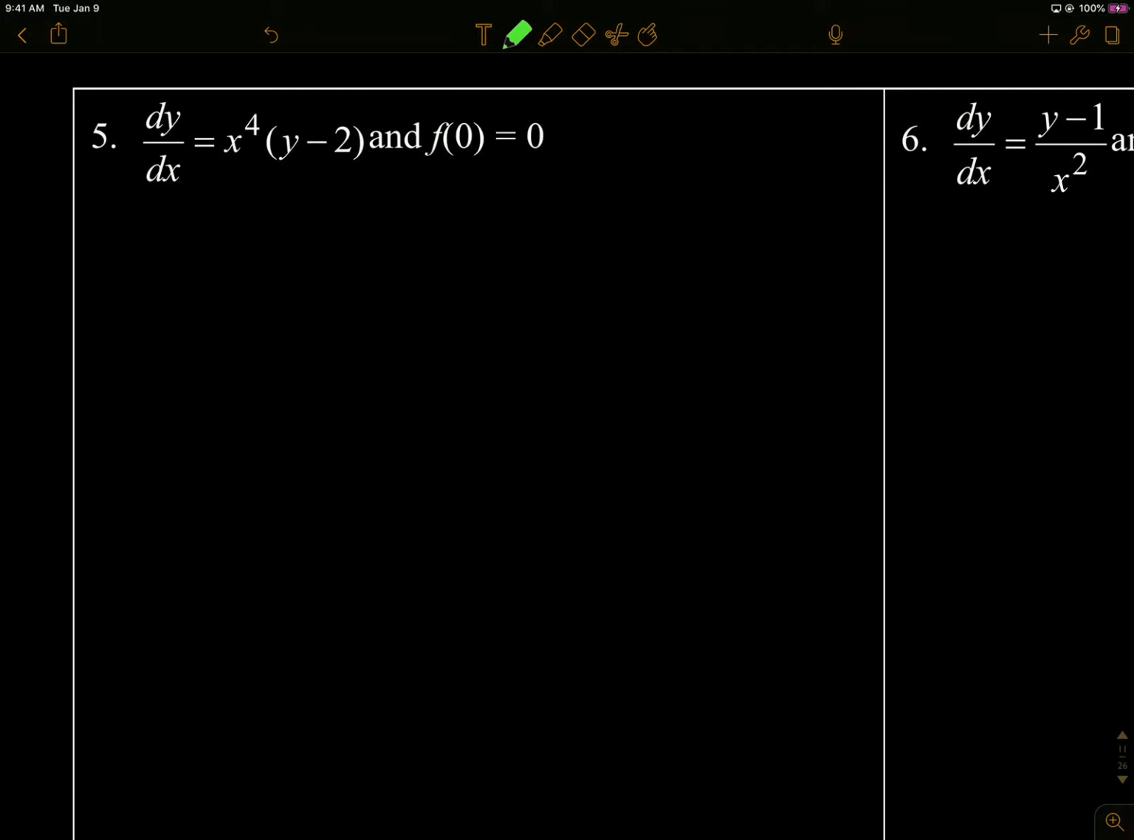So first you start by separating the variables. So we're going to multiply both sides by dx. So I got dy equals x to the 4th times y minus 2 times dx. Our variables are not separated because I still have some y's on the right side. So I divide by y minus 2. And I'm going to write this as 1 over y minus 2 times dy equals x to the 4th dx. So you've done your separation of variables. So now we want to integrate both sides.